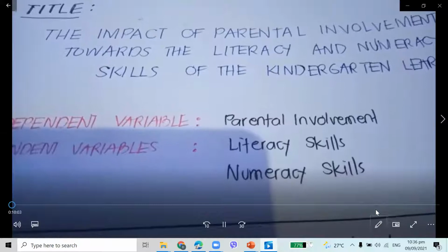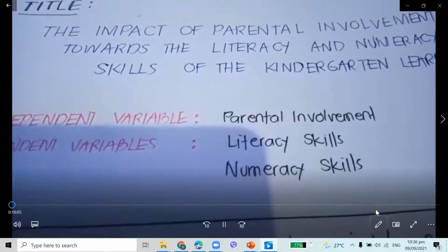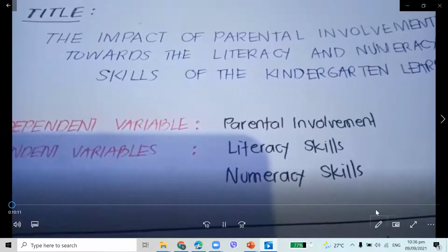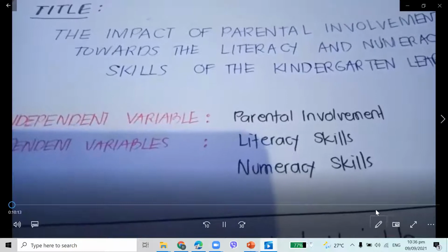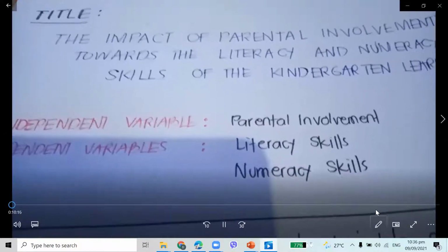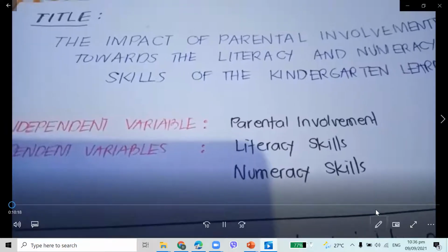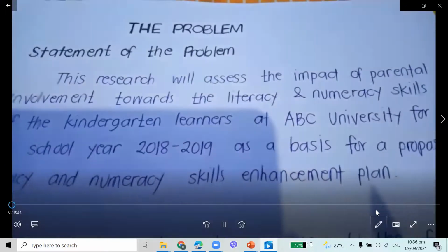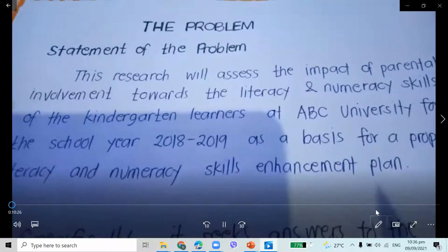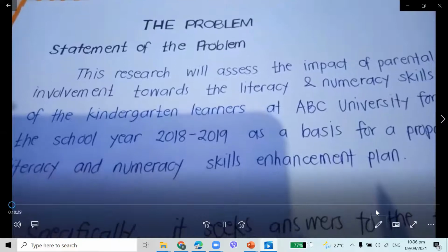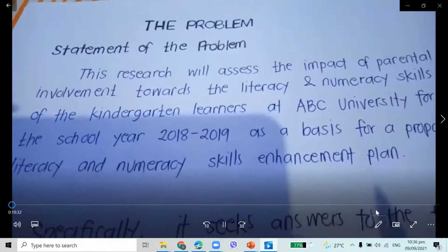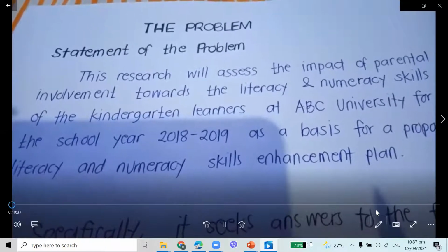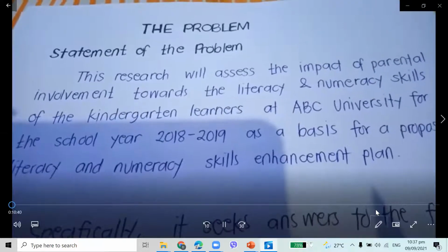And so for that matter, it would be easier for you to create your statement of the problem. So at this point, since we have properly identified our independent and dependent variables, we are now able to generate our general statement of the problem. As you can see, this is an example of our statement of the problem. You have there the problem, written in all caps and in bold, followed by the statement of the problem, which is in bold form as well.